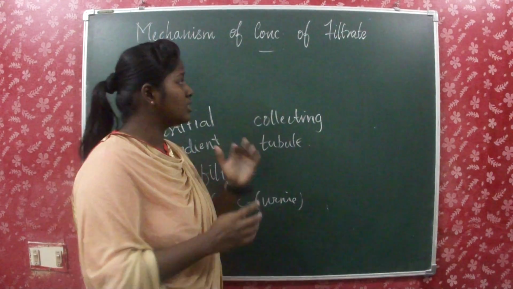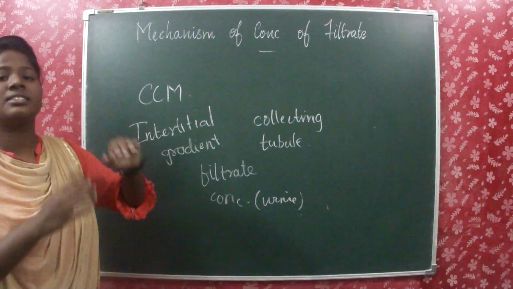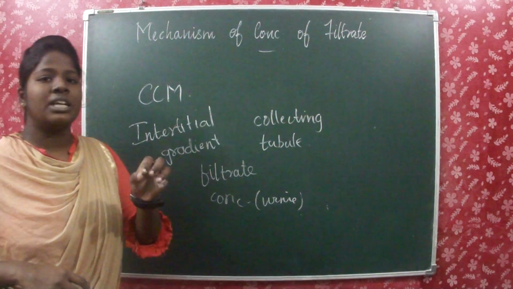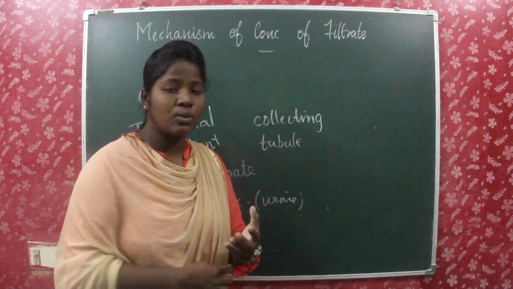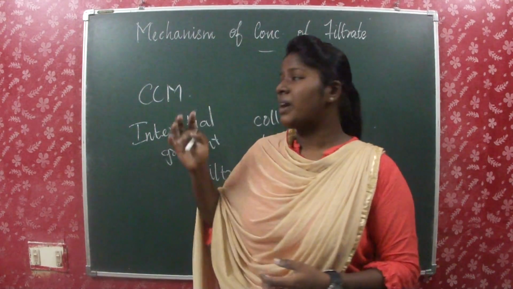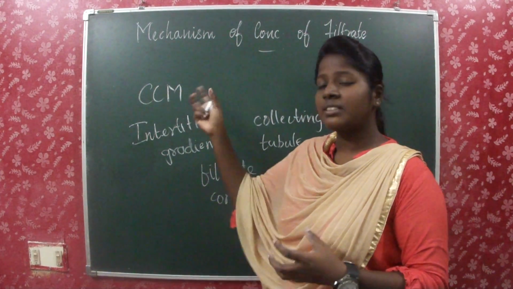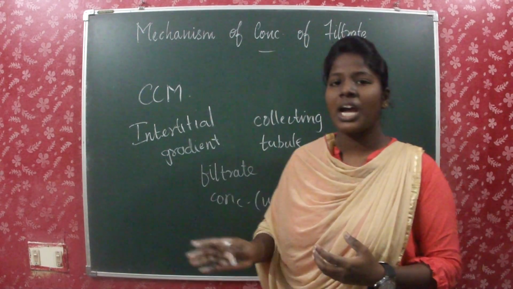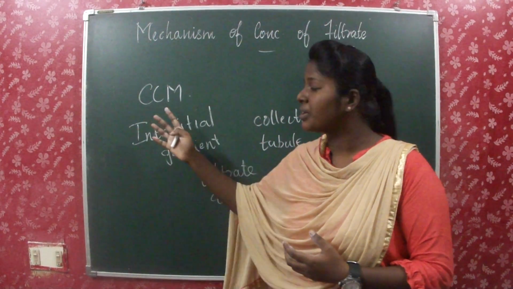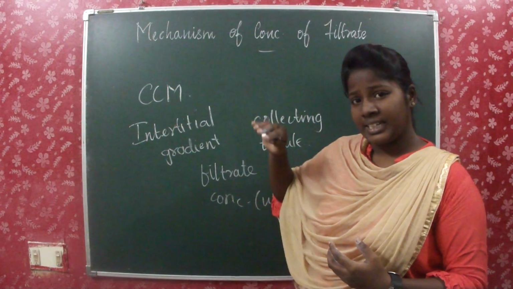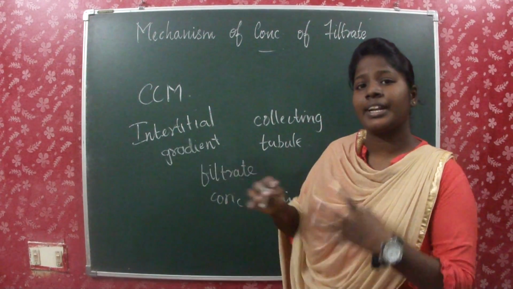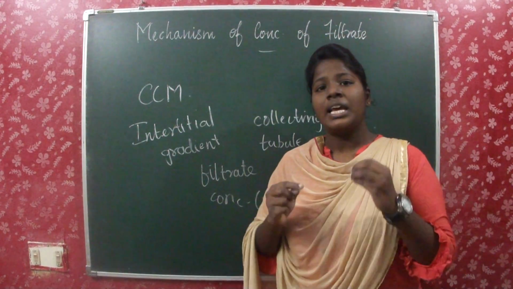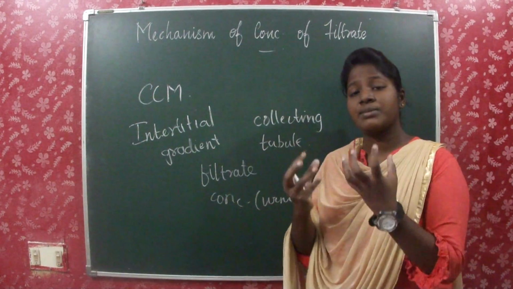This is the mechanism of concentration of filtrate. The filtrate becomes concentrated in this way, with a counter current mechanism by Henle's loop and vasa recta. The gradient is maintained by sodium chloride along with urea, which form the counter current mechanism. This counter current mechanism maintains the interstitial gradient, which allows a lot of water to pass, helping the filtrate to become concentrated.